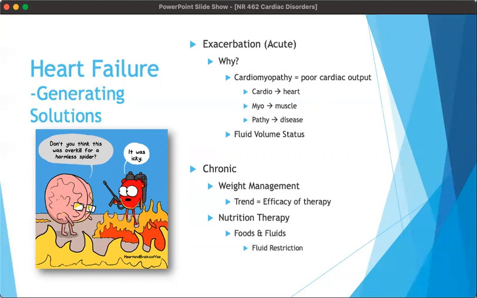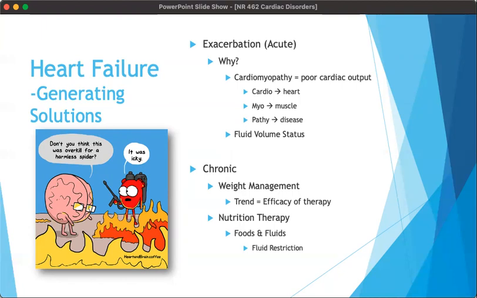So with exacerbations, why are they exacerbating? Are they having a cardiomyopathy where they have an acute decrease in their cardiac output, which decreases their ability to handle the fluid volume in circulation? So it's almost like an acute volume increase presentation. Or is it a fluid volume status problem, like they've consumed too much fluid or been given too many fluids when they sought healthcare, like in a hospital setting?